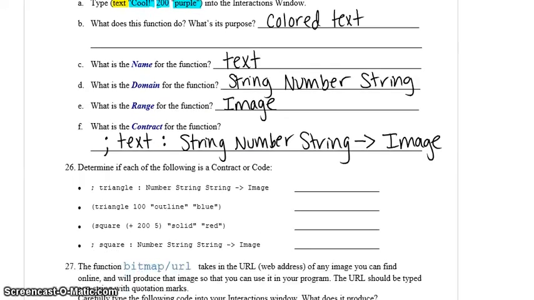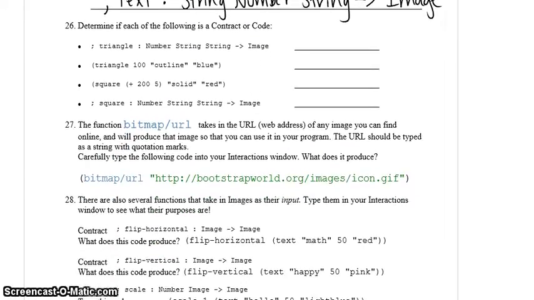All right, so let's take a look at number 26. Determine if each of the following is a contract or code. You guys should be able to do this on your own, keeping in mind that a contract is general types of data. Code are specific pieces of data. So pause the video now and do number 26 on your own.